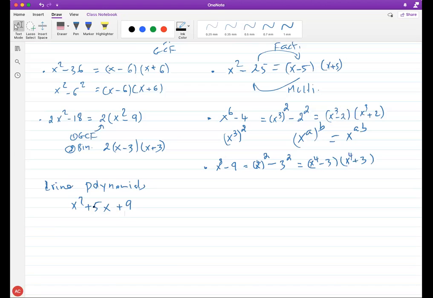What does it say there? Prime. Prime polynomials, yes. So two numbers that multiply to 9 and add up to 5, that's two integers. You can't find those two integers.